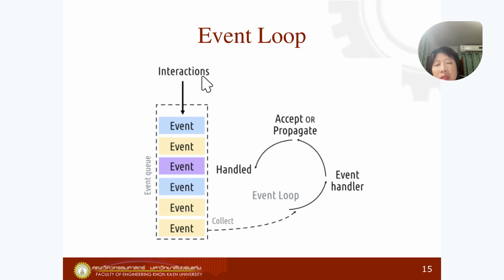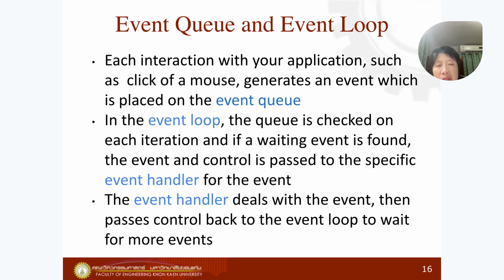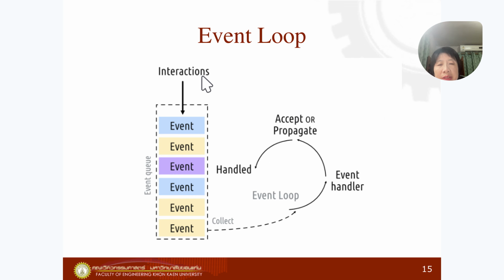So let's look at the picture here. So here you can see the event queue, right? And this is the interaction. And the event loop will handle the event, and so it will collect all the events that come from the user interaction and keep executing those events. So each interaction with the application, such as a click of a mouse, generates an event which is placed on the event queue. And here on the left hand side is the event queue, right? And on the right hand side is the event loop.